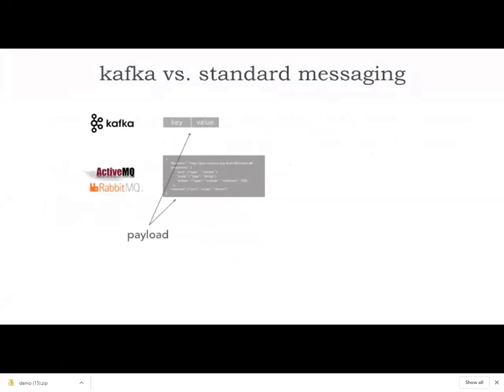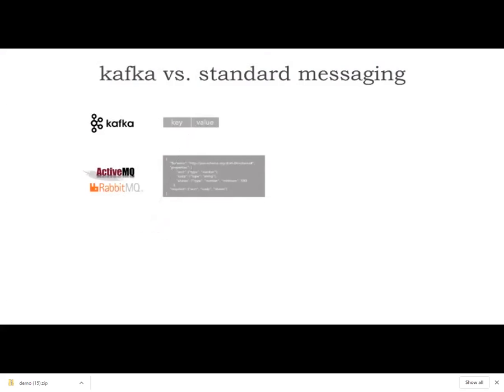The very first difference we notice is with the payload itself. Typically with Kafka, these are very, very small key value pairs that are sent across a stream. And that value typically is just an atomic value. Now, that doesn't mean that it can't contain a large JSON object or large XML, but typically it's a very small atomic value. Whereas with standard messaging, we typically do have those very large payloads. For example, creating an order, which may have 45 different attributes.